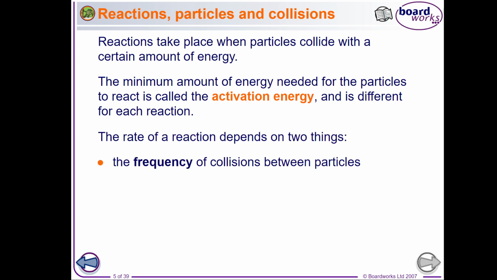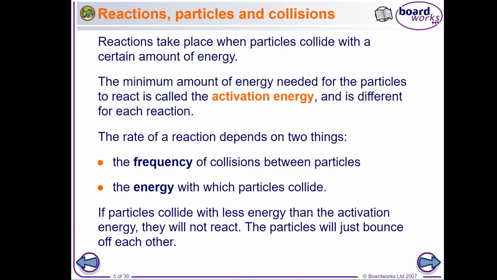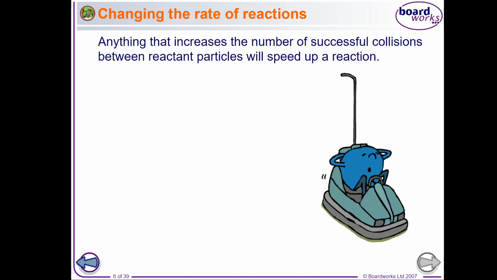There are two things that are going to affect us mainly that we want to keep in mind. The first is the frequency of collisions between the particles, as well as the energy with which they collide. So rate is determined by how many collisions we have total, and the energy of those collisions as well. If the particles do not have enough energy when they collide, they'll just bounce off of each other and nothing will actually happen.